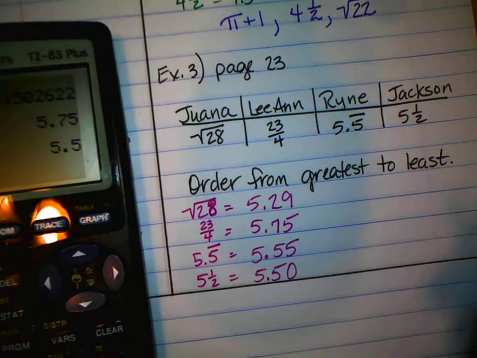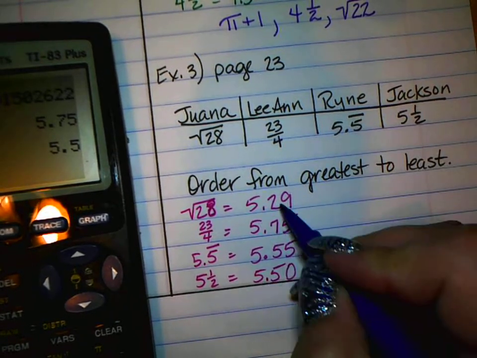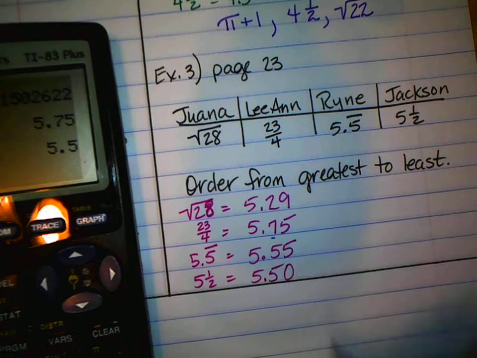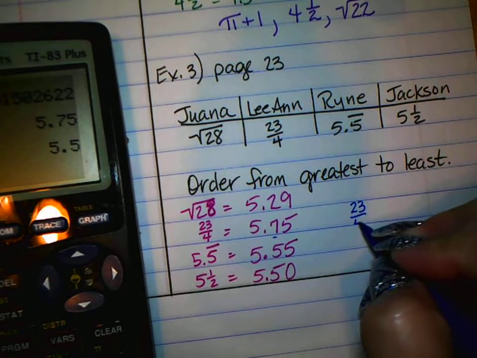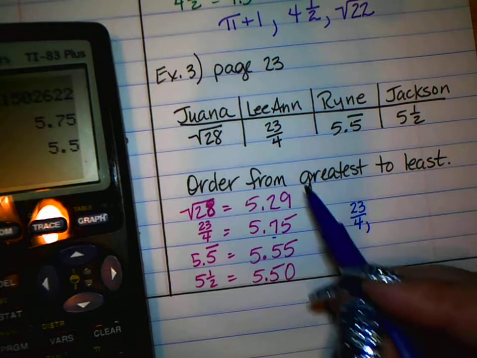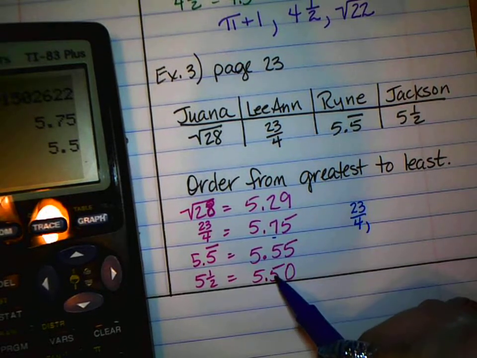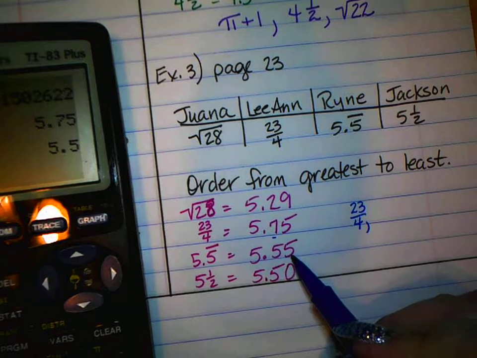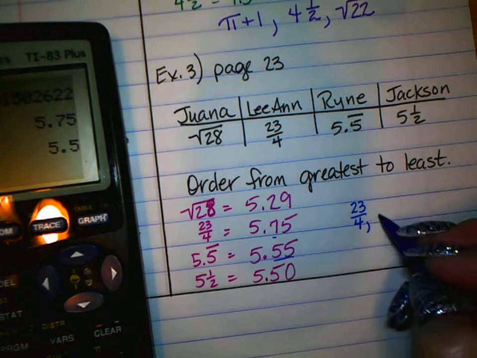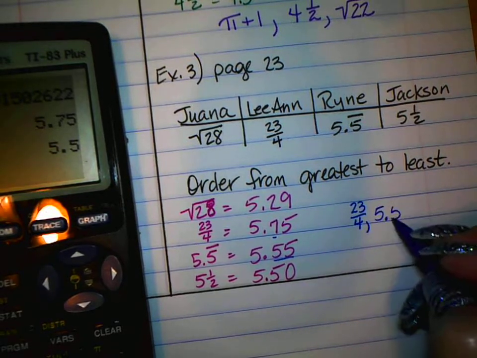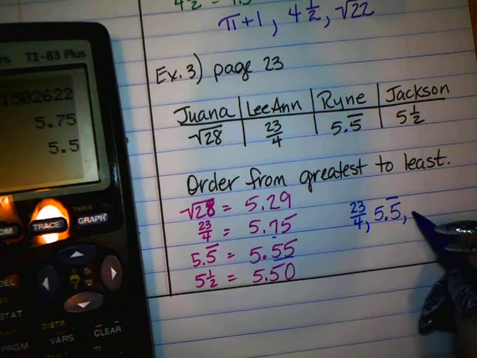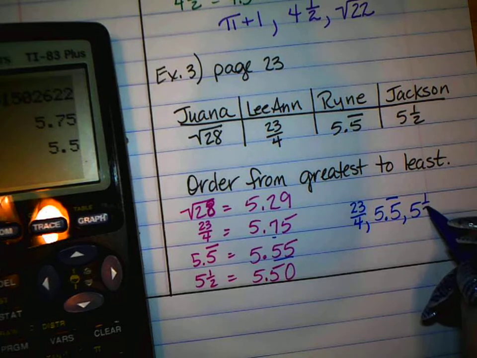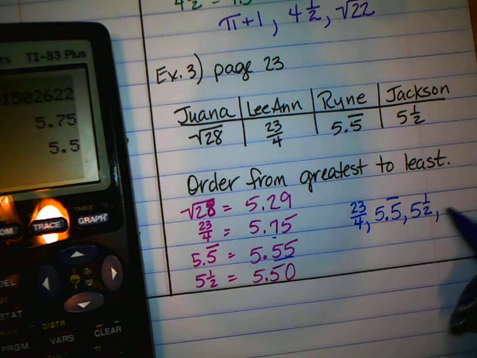Greatest to least. They all start with 5, so I need to look here. My greatest is 5.75, so first would be 23/4. Then I've got 2 with 5, so I need to look here. This one is going to be larger, so 5.5 with a repeating bar, followed then of course by 5 1/2, and last is the square root of 28.